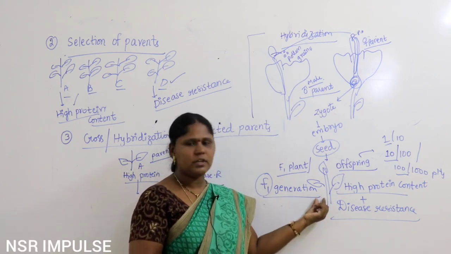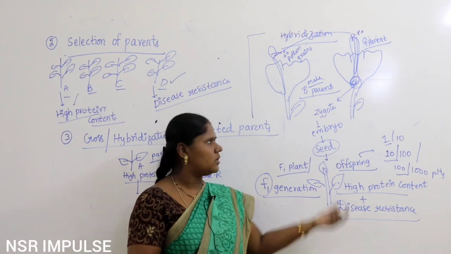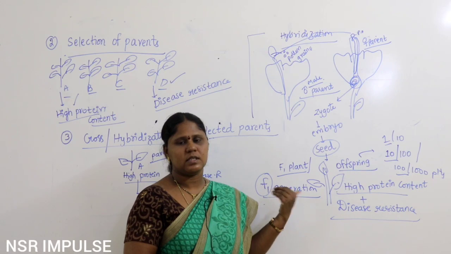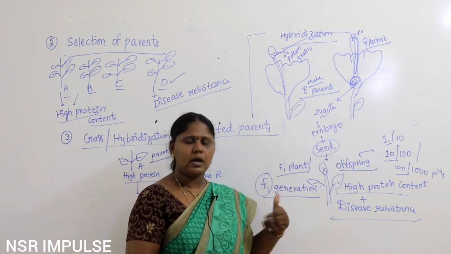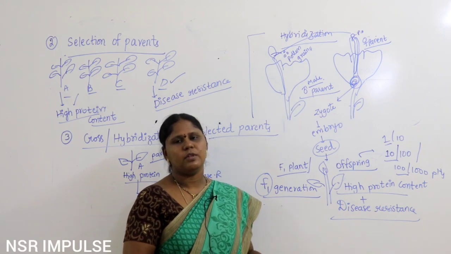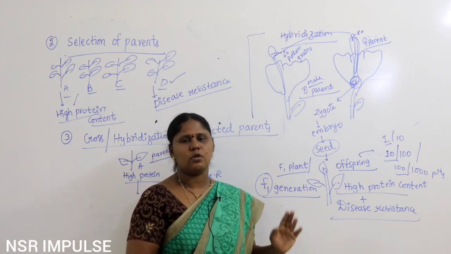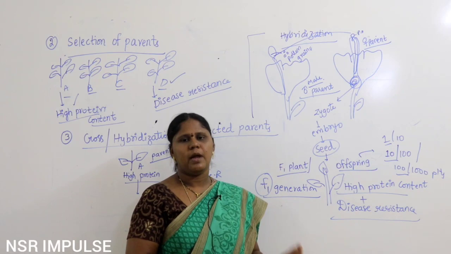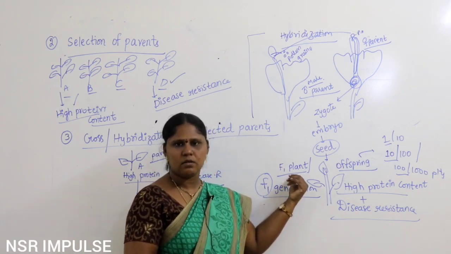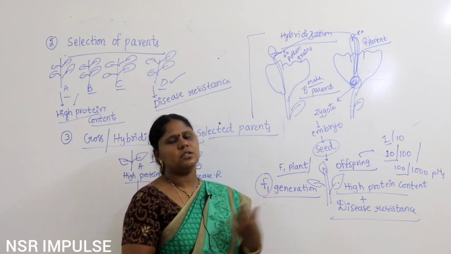How do I come to know that the plant is produced with a desirable combination? I will take the seed and sow it into the soil. I have to be patient. As a scientist, we have to be patient until the plant grows and grains are produced. Then we look for whether the desirable combination is produced or not in that particular offspring. That is called the F1 plant, or the F1 generation.